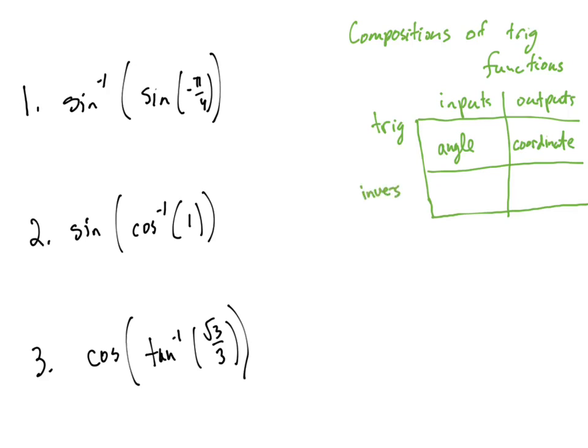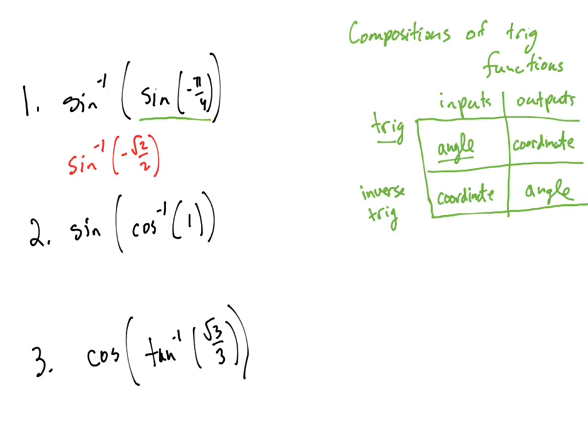For the inverse, these are swapped. So for an inverse trig function, the input is a coordinate, and the output is an angle. So this is helpful as we're evaluating these. All right, let's look at the first one, sine inverse of sine of negative pi over 4. Well, negative pi over 4, this is a regular trig function, so the input there is an angle. So sine at negative pi over 4 is equal to negative root 2 over 2. So we're going to say sine inverse of negative root 2 over 2.